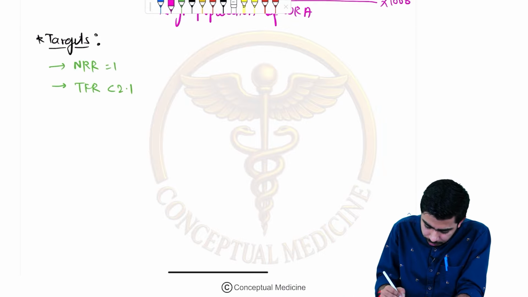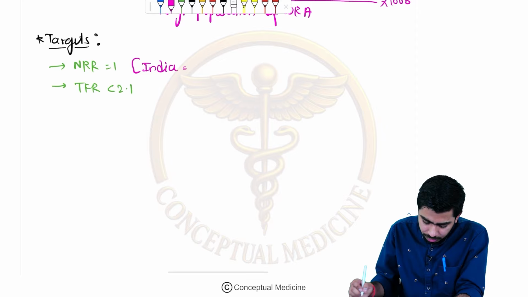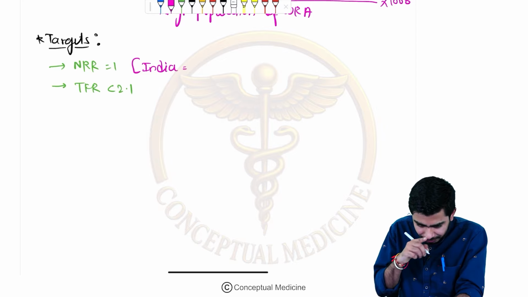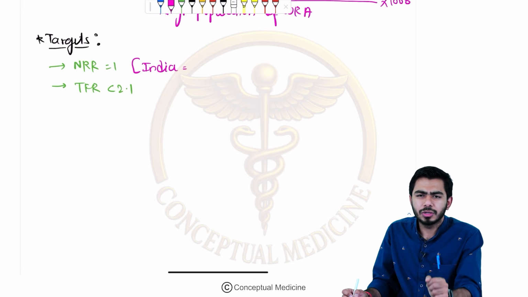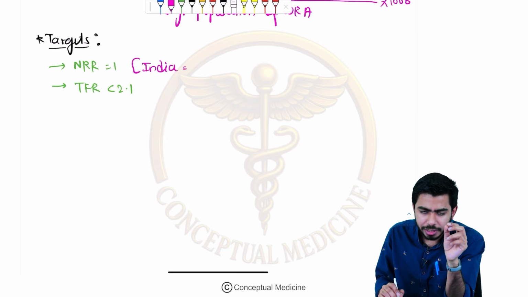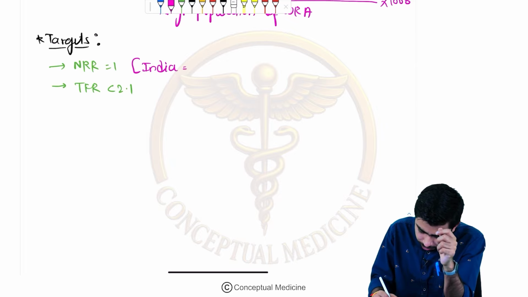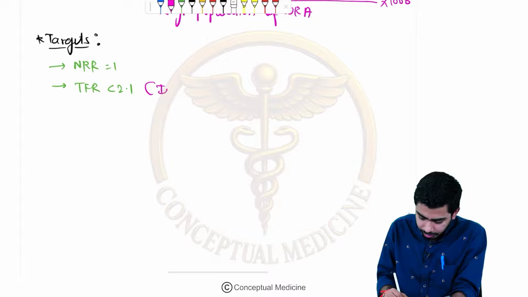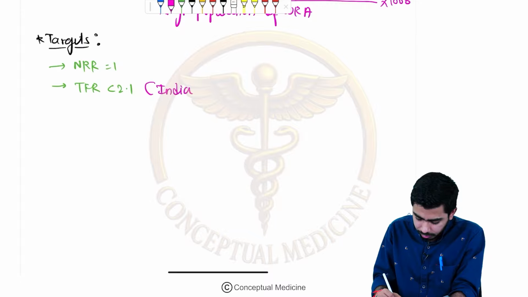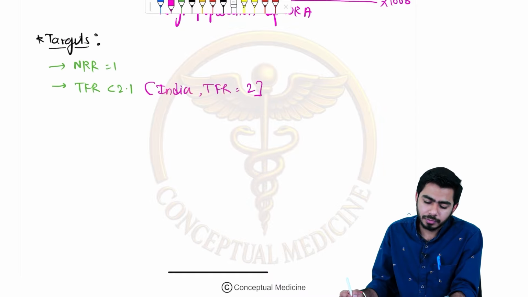And let me tell you that in India, the net reproduction rate is nearby 1 only. And if you talk about the total fertility rate in India, that is 2. So let me write it here: in India, total fertility rate is 2.